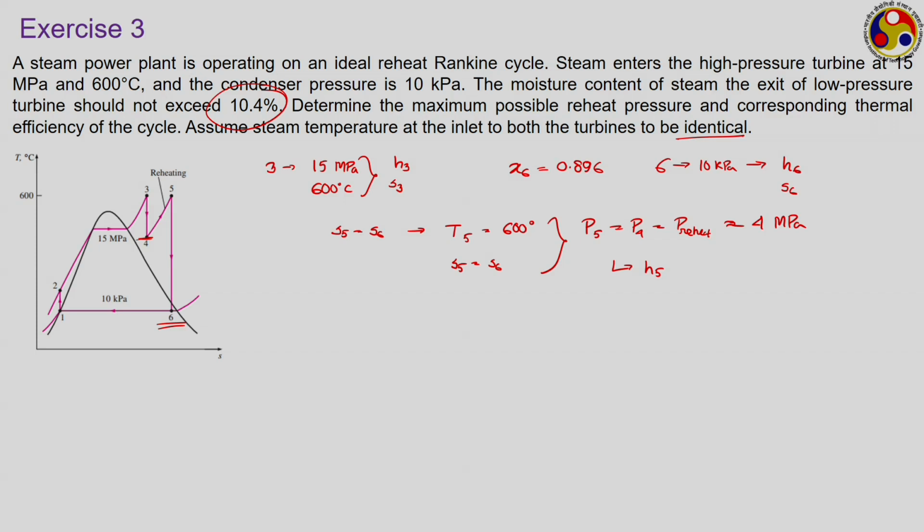So, let us come to the pump side. For point number 1, we know it is 10 kilopascal and quality equal to 0. So, from there you can get H1. Pump work will be equal to V1 into the boiler pressure minus condenser pressure. Your H2 will be equal to H1 plus the pump work.